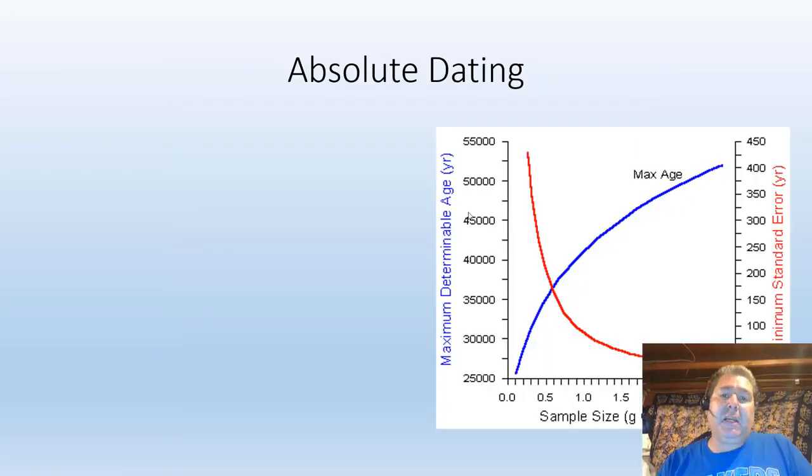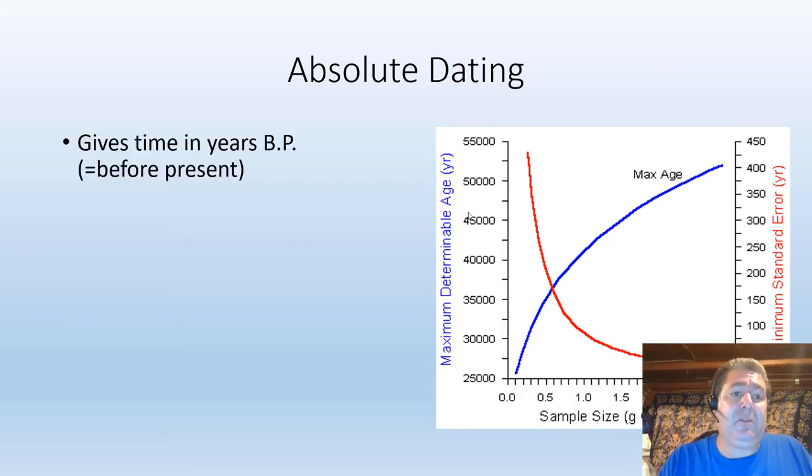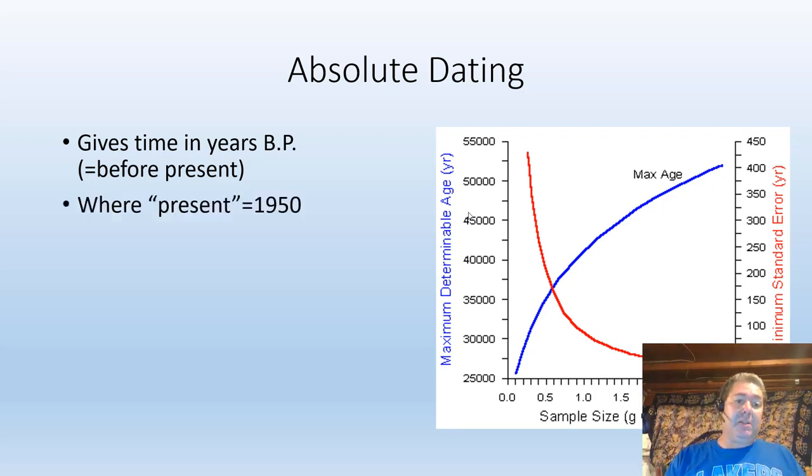right? Now, the other kind of dating that we have is absolute dating, right? And this is the dating that gives us time in years before present, right? Present being defined as 1950. Why is that? Well, that's kind of when we discovered radiometric dating and started to use it. So they decided you need to set a P for present, right? That is 1950. So we are all now living 70 years into the future. Congratulations, right?